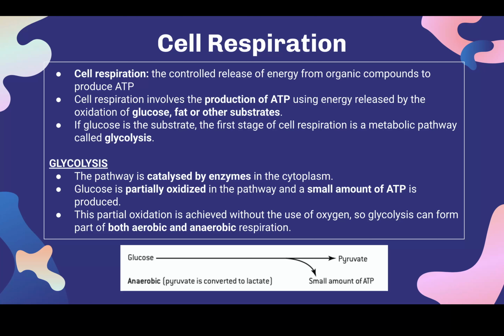So basically, the overview: glycolysis converts glucose into something called pyruvate, which in anaerobic respiration is what's converted into lactate. But when it's aerobic, the pyruvate gets used in the link reaction and so on and so forth.